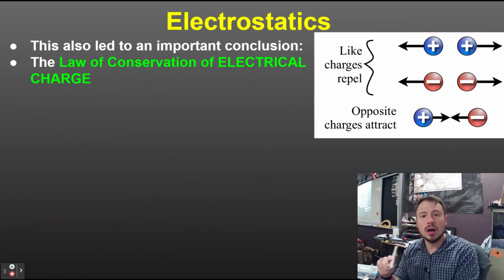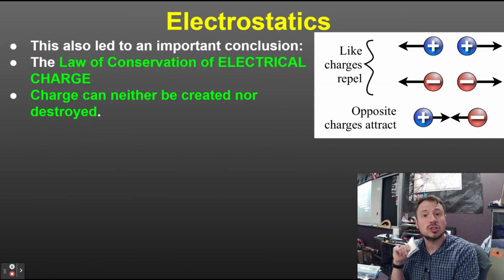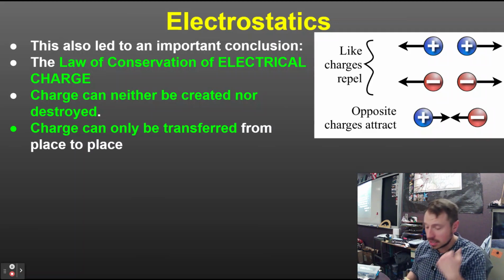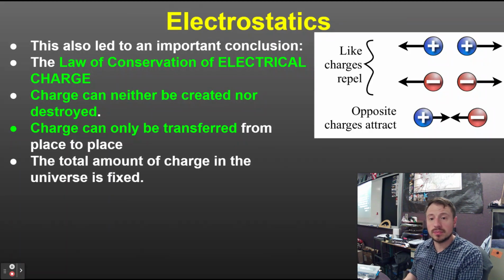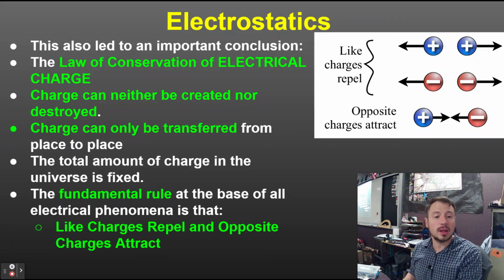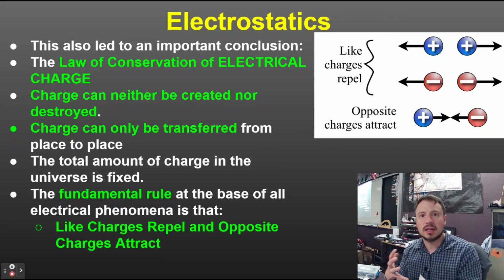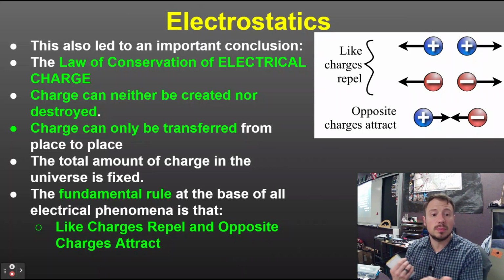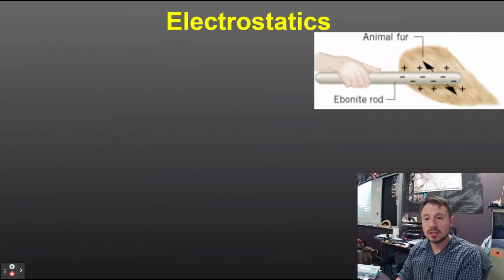That brings us to the law of conservation of electrical charge. Charge can neither be created nor destroyed. Charge can only be transferred from place to place. And that's the whole idea behind electrostatics, charge being transferred. And the fundamental rule at the base of all this: like charges repel, opposite charges attract. So think about a magnet, and it is the electromagnetic force that's doing this. You get two positives, two negatives, they're going to push away from each other. You get a positive and a negative, they're going to attract to each other.